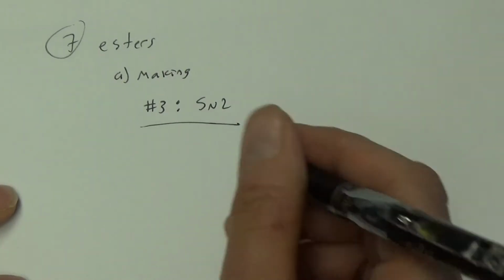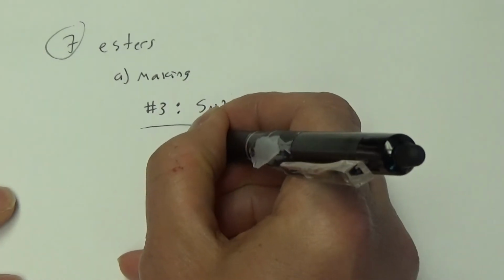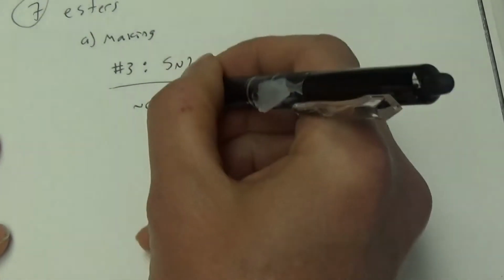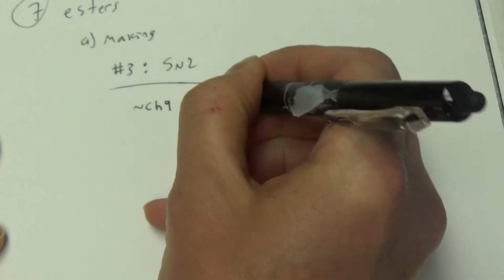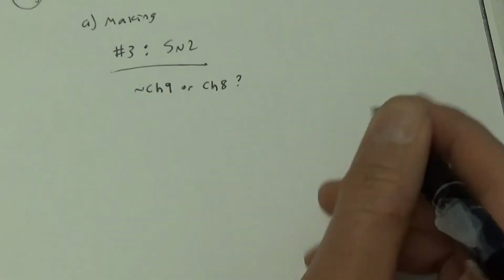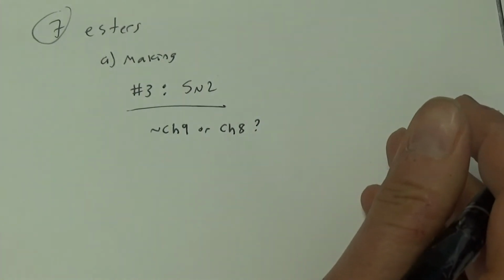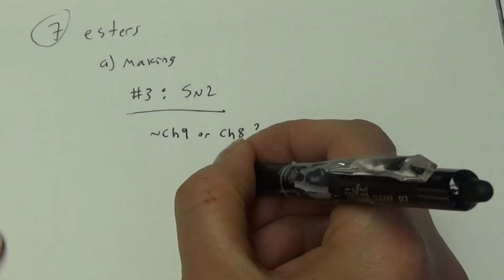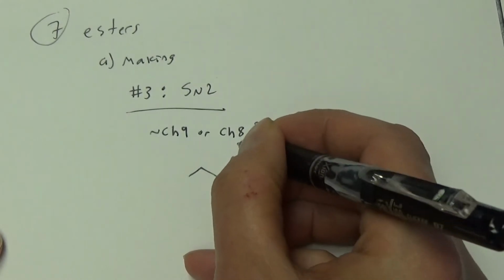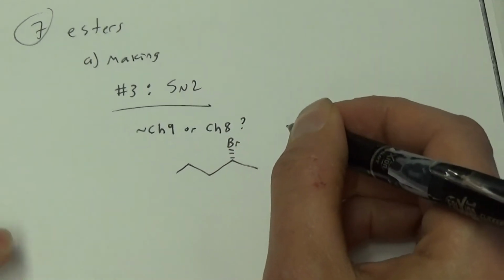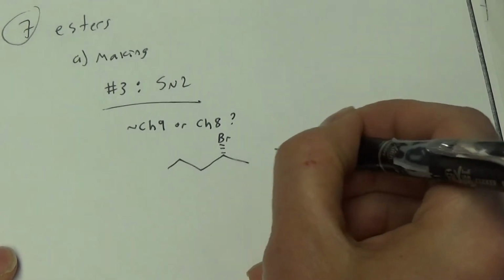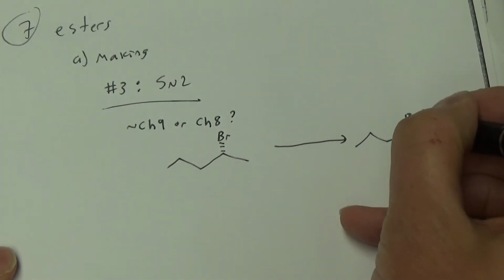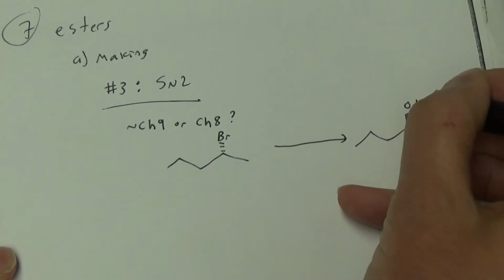Many chapters ago, I think it's around chapter 9, or 8, I forgot, you learn about a way to make alcohol. I should know this, but I don't know the entire textbook in my memory. But you learned a way to, say you have a bromide like that, and you want to convert it to an alcohol. Now it will be inverted, but that's not really the point of what I'm talking about.